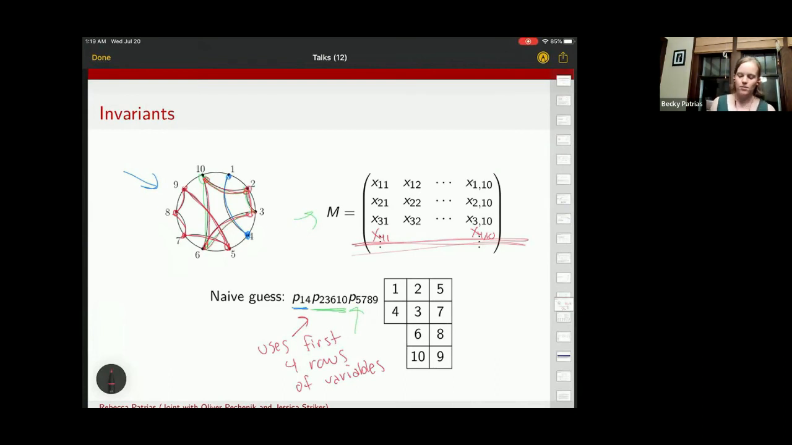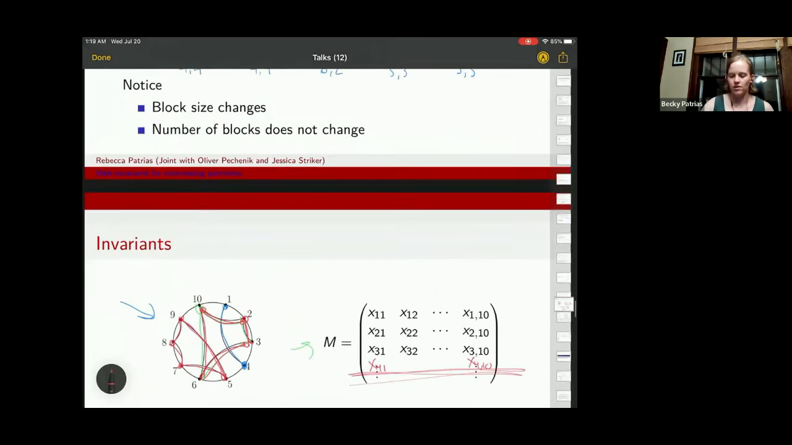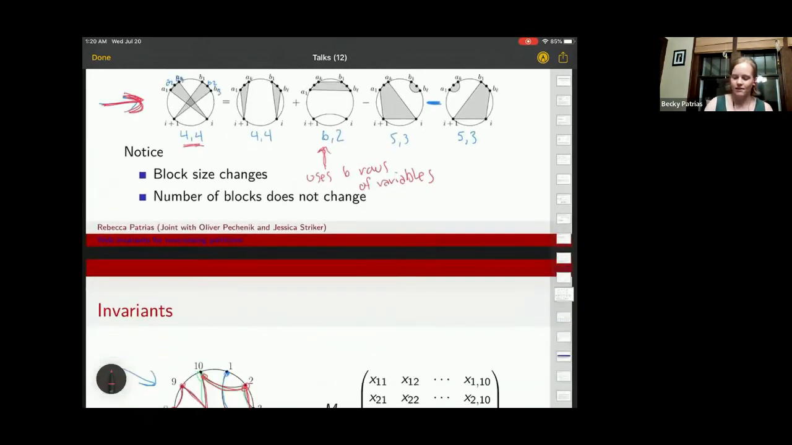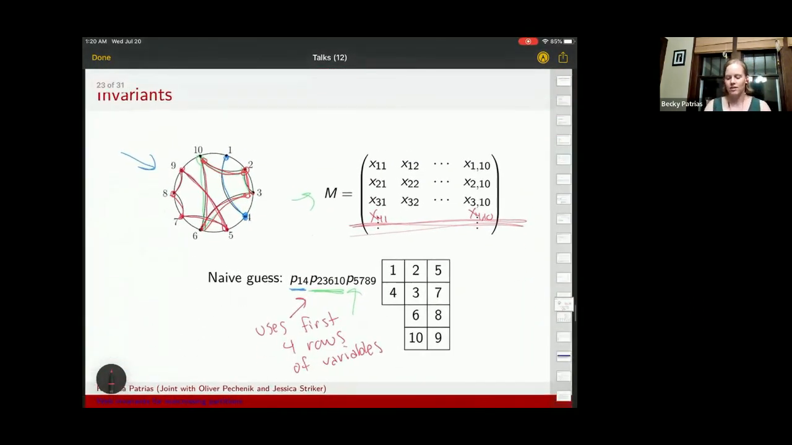So I should be able to use Brendan's crossing rules and uncross those using, again, the 3rd line of our crossing rules. But notice if I do that, I started out with 2 blocks of size 4. I'm going to end up on the right with a block of size 6. And this term is going to use 6 rows of my variables. So we see a problem. We can't have just 4 rows of variables on the left and 6 rows of variables on the right. So I can see that my naive guess of just take upper justified minors corresponding to the blocks is not going to be what we need to do. So we're going to need to be a little more creative than that.